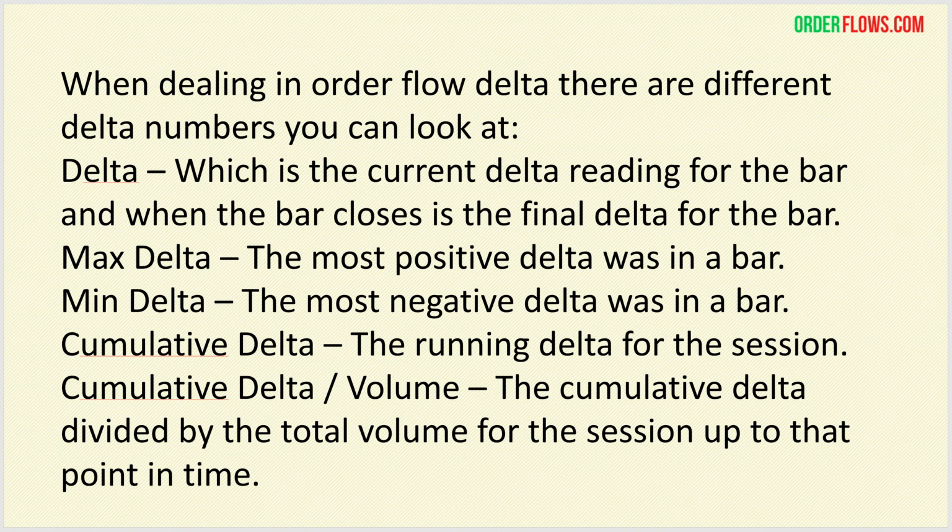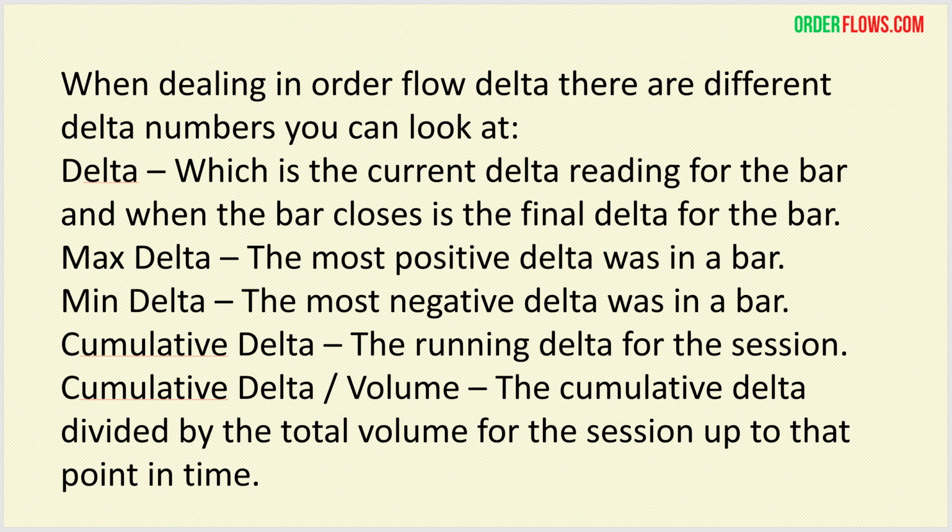Alright, so when dealing in order flow delta, there are different delta numbers you can look at. There's the delta, which is the current delta reading for the bar. When the bar closes, it's the final delta for the bar. It's not going to change. You have the max delta, which is the most positive delta in a bar. The min delta, the most negative delta in a bar.